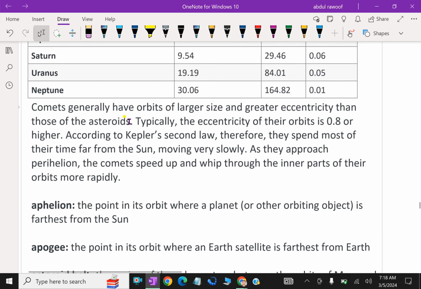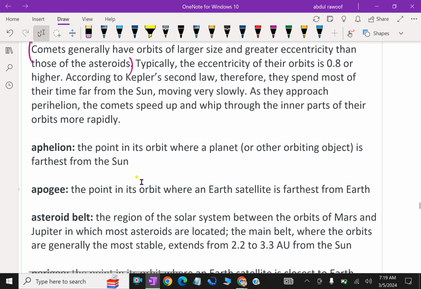Comets generally have orbits of longer size and greater eccentricity than those of the asteroids. Typically, the eccentricity of their orbits is 0.8 or higher. According to Kepler's second law, therefore, they spend most of their time far from the Sun, moving very slowly. As they approach perihelion, the comets speed up and whip through the inner parts of their orbits more rapidly.